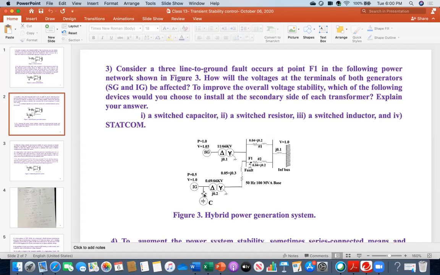You will say that in both cases, voltage will go down, but the synchronous generator will come back to the original position because it has an AVR and governor. In case of IG, it may not come back. It might be fully collapsed. That is the difference, and that is the answer to the first part of the question.